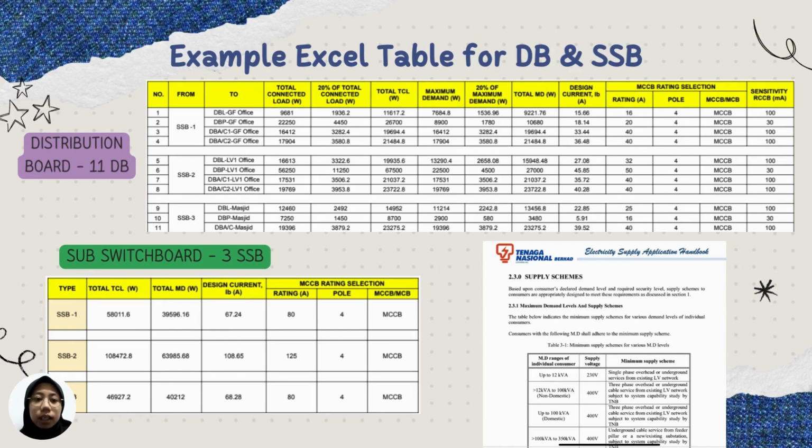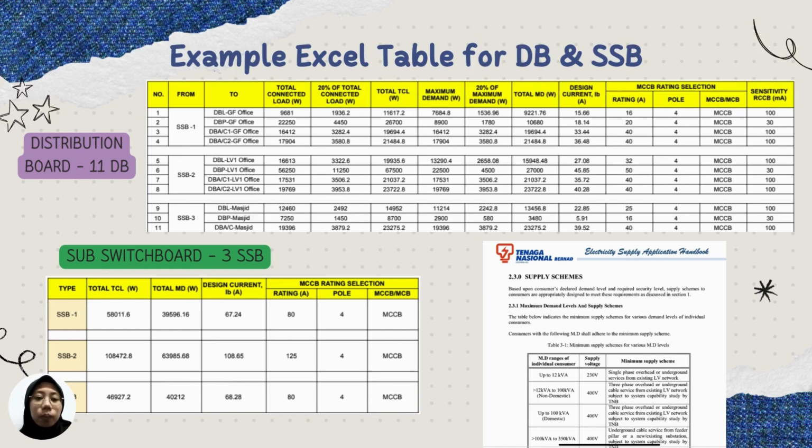Okay, the next is the example of the Excel table for DB and SSB. For distribution boards, we have 11 units. As you can see, for SSB1, we have 4 distribution boards. For SSB2, we have 4 distribution boards. And for SSB3, we have 3 distribution boards.